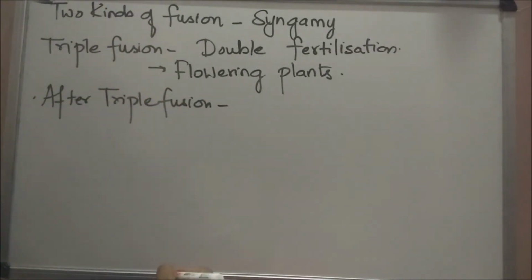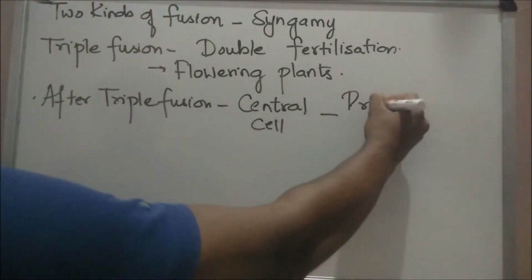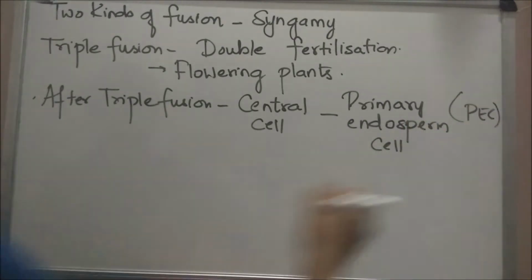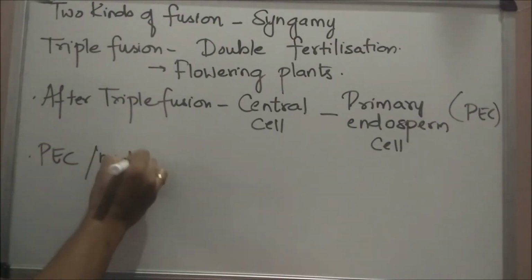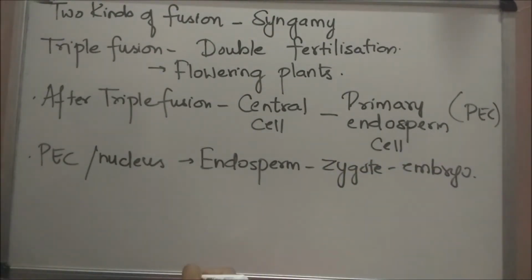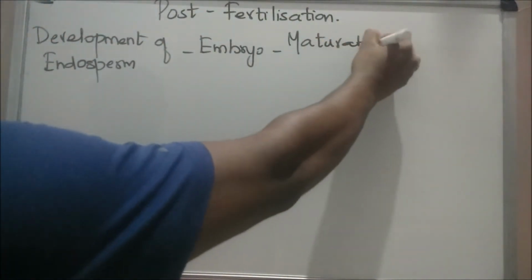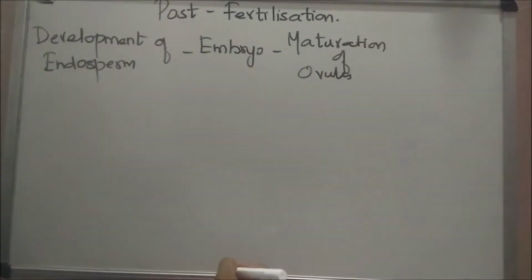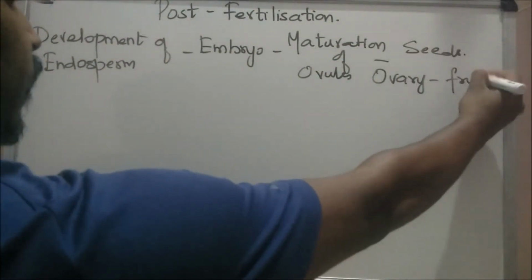After triple fusion, the central cell becomes a primary endosperm cell. The primary endosperm nucleus gives rise to the endosperm, while the zygote develops into the embryo. Now, let's learn about the post-fertilization events. It includes the development of endosperm and embryo and maturation of ovules into seeds and ovaries into fruits.